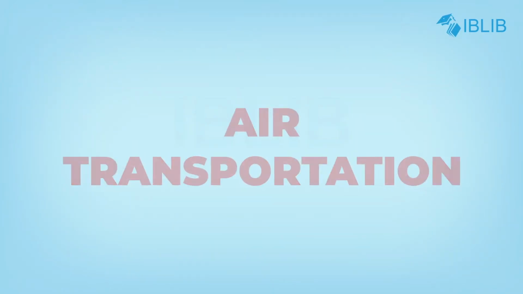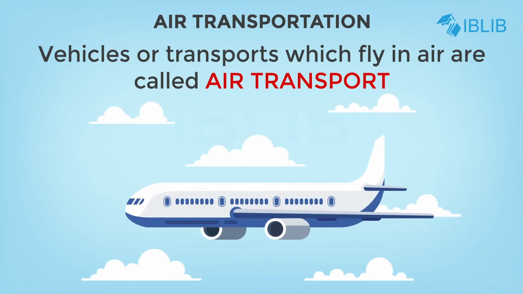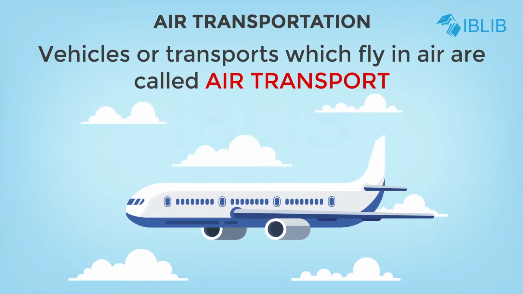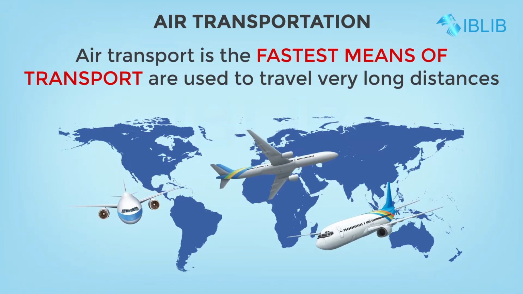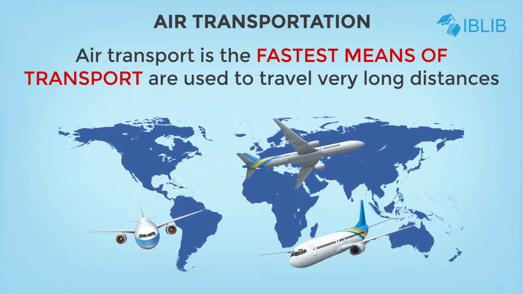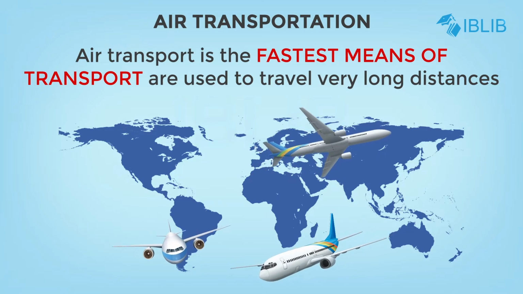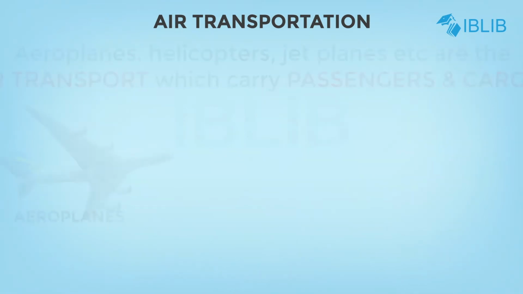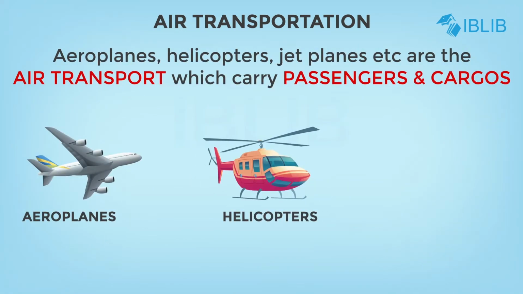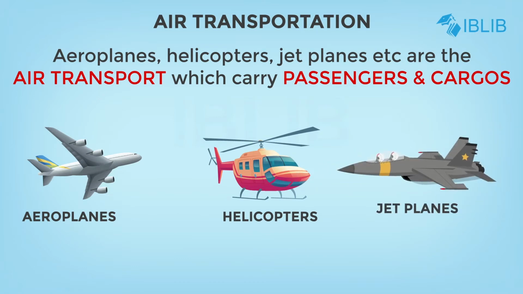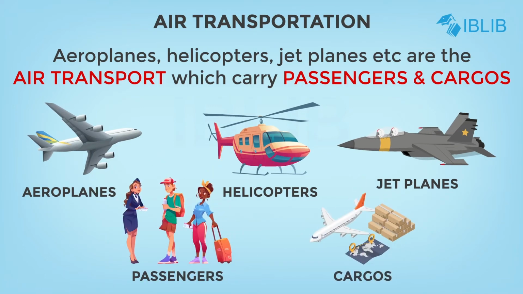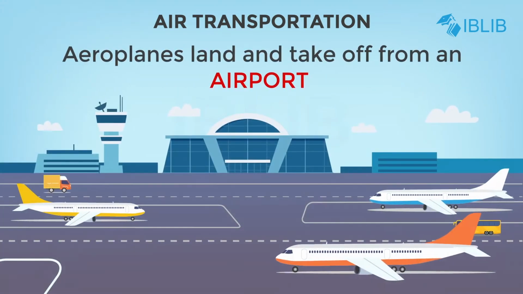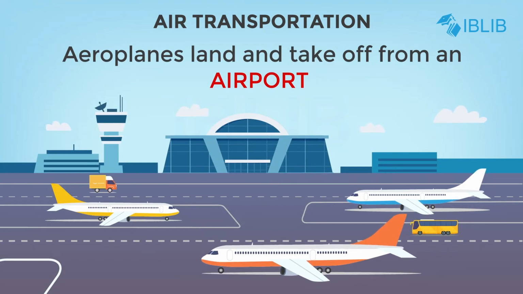Air transportation. Vehicles or transports which fly in air are called air transport. Air transport is the fastest means of transport and is used to travel very long distances. Aeroplanes, helicopters, jet planes, etc. are the air transport which carry passengers and cargoes. Aeroplanes land and take off from an airport.